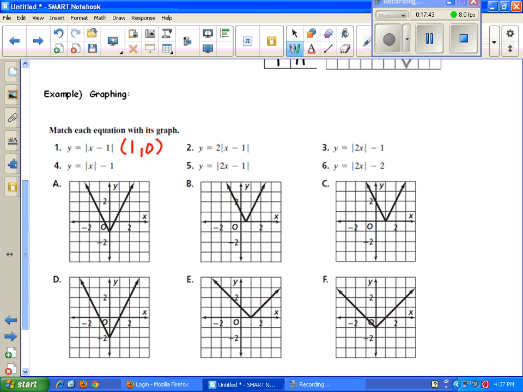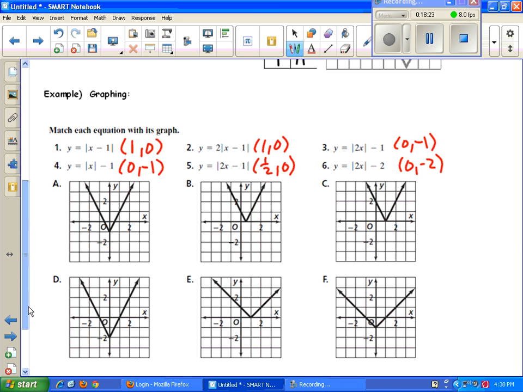If I look at number 2, I have again negative negative 1 over 1, which is just 1, comma, 0 for your vertex. Number 3, your b value is 0. So 0 over 2 is 0 for the x-coordinate, and then negative 1 is your c value. Question number 4, you have a b value of 0, so 0 over 1 would be 0, comma, negative 1. For number 5, you would have 1/2, comma, 0. And for number 6, 0, negative 2. So once you start practicing this, you'll be able to see that just as easily as I can.